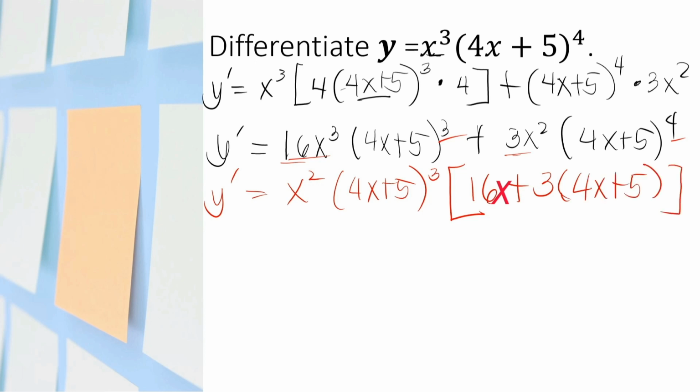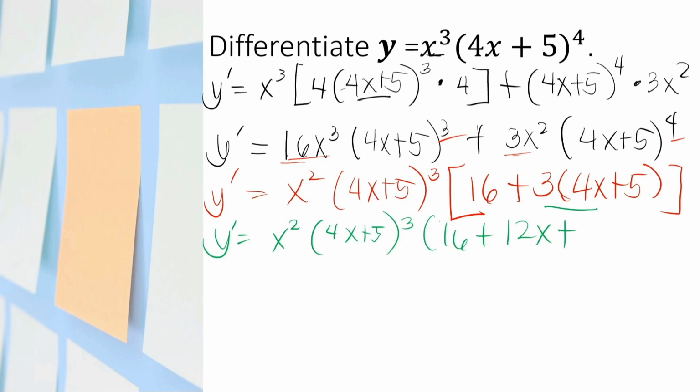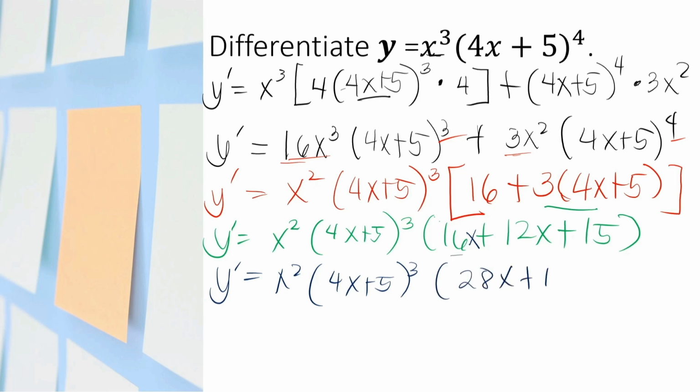Okay? The next, y prime is equal to x squared, (4x plus 5) raised to 3 times 16 plus 3 times 4x is 12x plus 15. So, ito may x pa pala to. So, y prime is equal to x squared times (4x plus 5) raised to 3 times 16x plus 12x is 28x plus 15. So, this is our final answer.